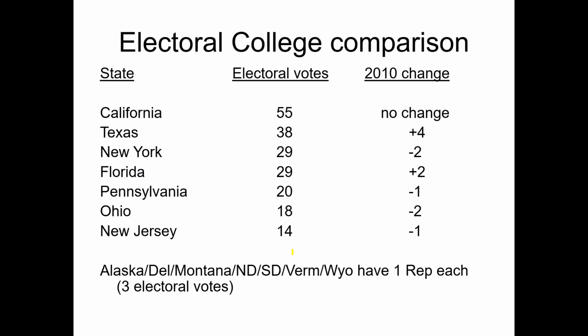Looking again at some of the electoral vote numbers, California has 55 electoral votes, Texas 38. Populations are still kind of moving in those directions. New York and Florida have 29 each, Pennsylvania 20. In the 2010 census, we see that Texas, because of the population shift towards the south, gained 4 electoral votes. Florida gained 2 electoral votes. And New York lost 2 electoral votes. Ohio lost 2. New Jersey lost 1, as I mentioned before. Several of the smaller populated states, which have only 1 representative, have 3 electoral votes.